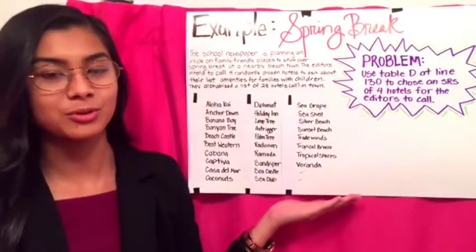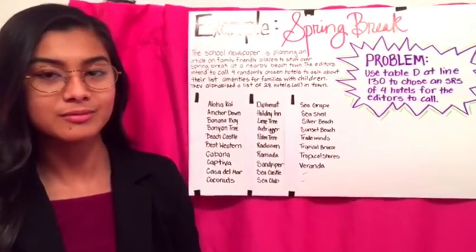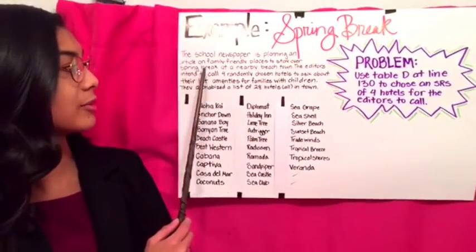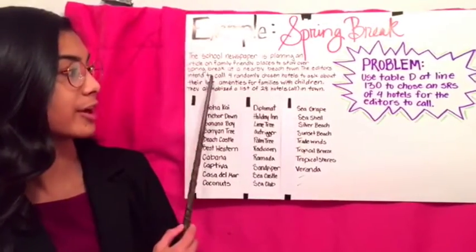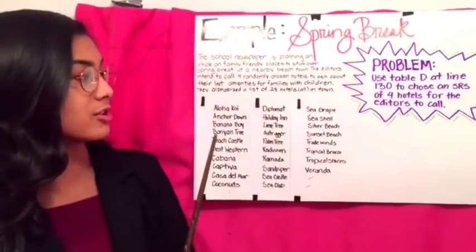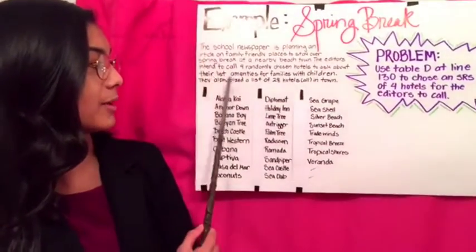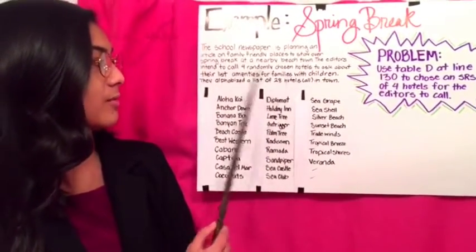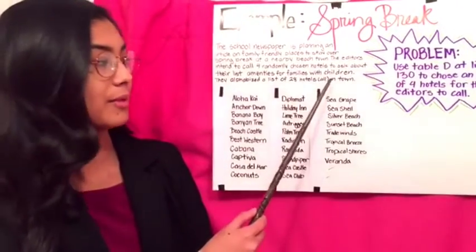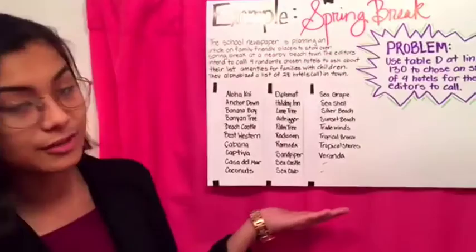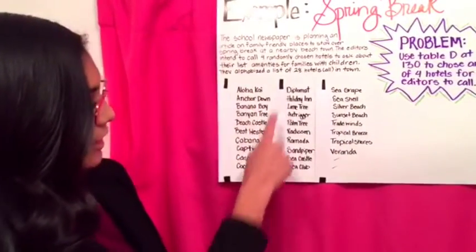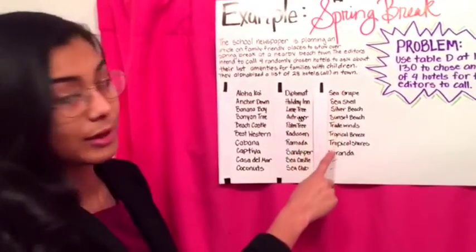So here is our example using SRS with Table D. Spring break. The school newspaper is planning an article on family-friendly places to stay over spring break at a nearby beach town. The editors intend to call 4 randomly chosen hotels to ask about their amenities for families with children. They alphabetized a list of 28 hotels, all of them, in town. So here are a list of all of the hotels. As you can see, there are 28 hotels in alphabetical order.